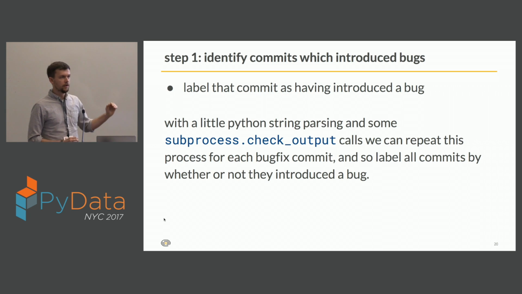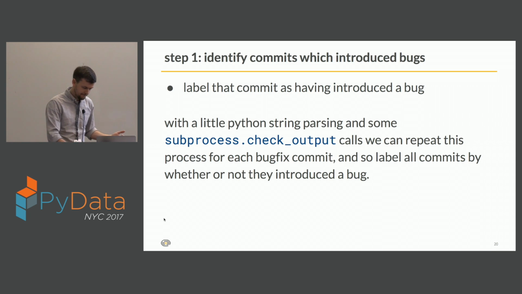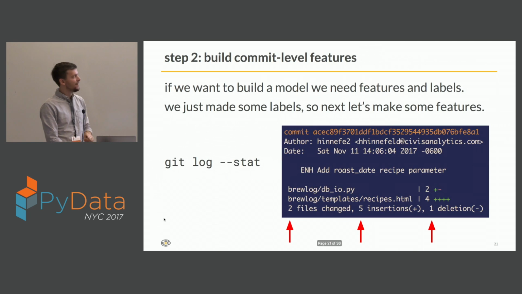So you can go through every commit in your history and label it a 1 or a 0 by whether or not it introduced a bug. Okay, that was step 1. But that was the hard step. So from here on out, it's smoother sailing.